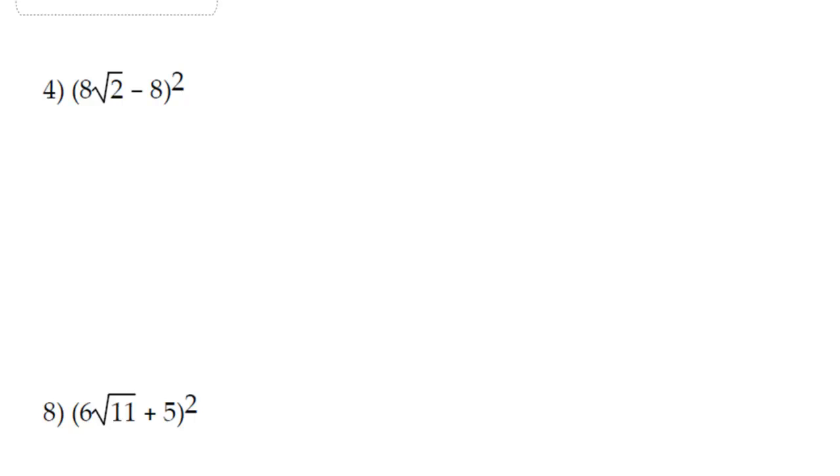So to multiply these radicals, when you have something that looks like this, there's two terms and you're squaring, then you are going to have to use your FOIL method. So you may want to write this twice. So 8 square root of 2 minus 8 times another 8 square root of 2 minus 8. And then you're going to do your FOIL.